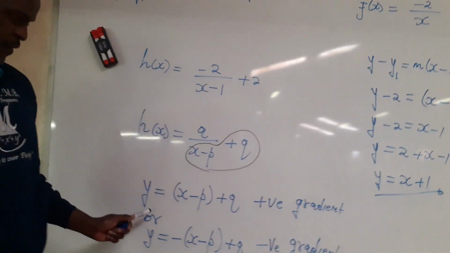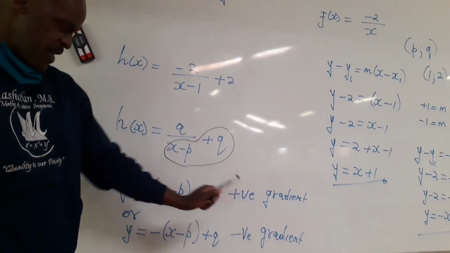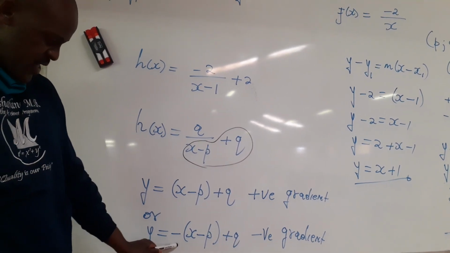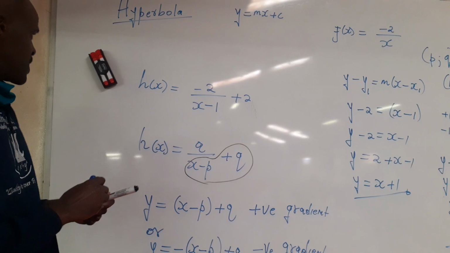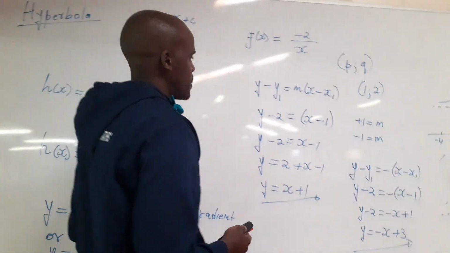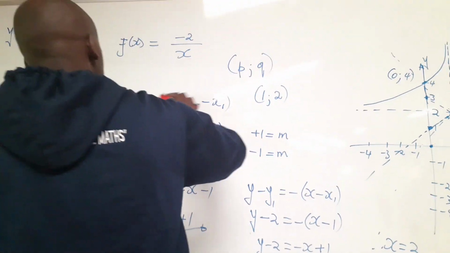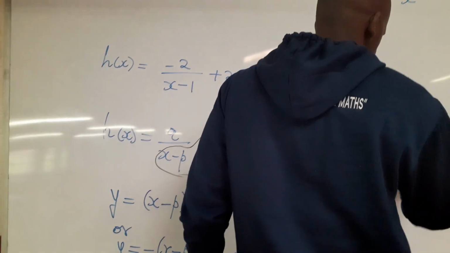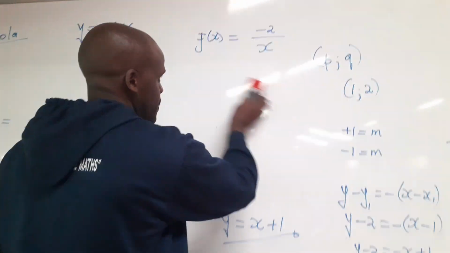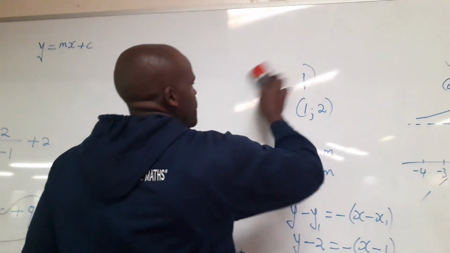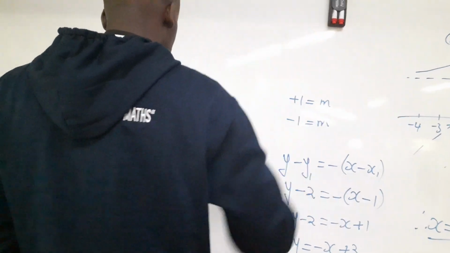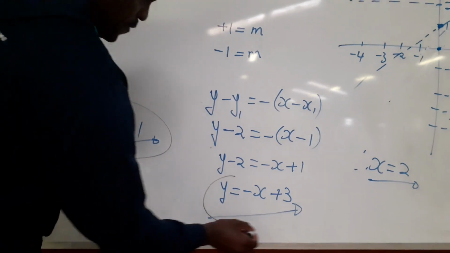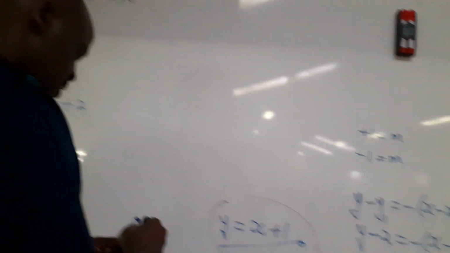The equation for the axis of symmetry with the positive gradient is given by that. The equation for the axis of symmetry with the negative gradient is given by that. Let's see if the two equations will be the same. Right, we've got this equation and also the one for a negative gradient.